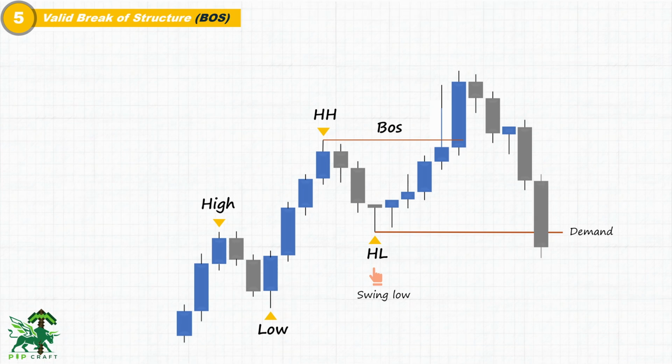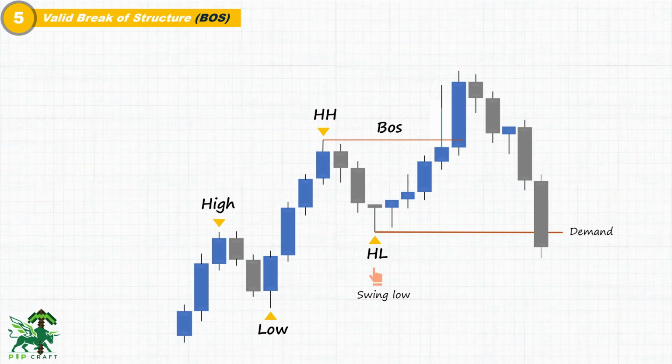But what happens if the price breaks and closes below this high-quality demand zone? This would indicate that buyers have failed to hold the level, and sellers have taken control. It signals that the uptrend is over and a potential reversal is underway.